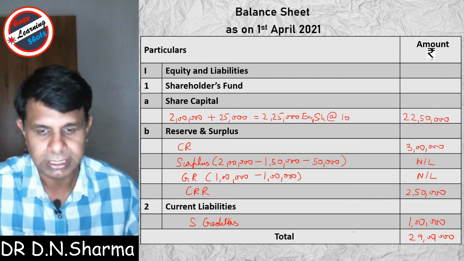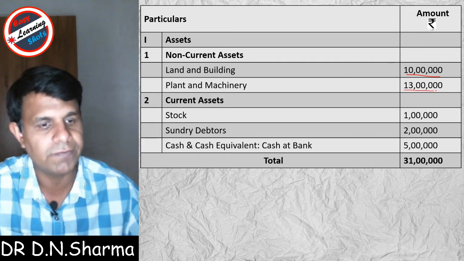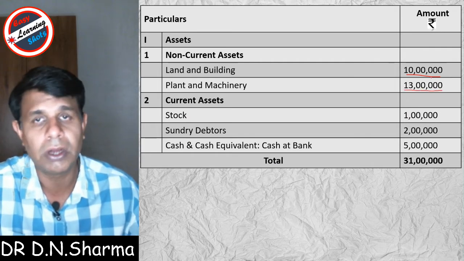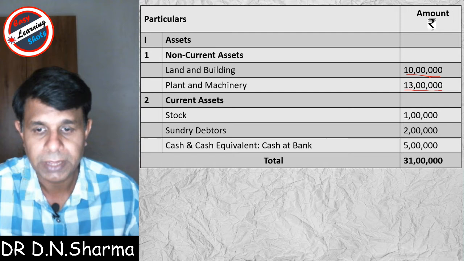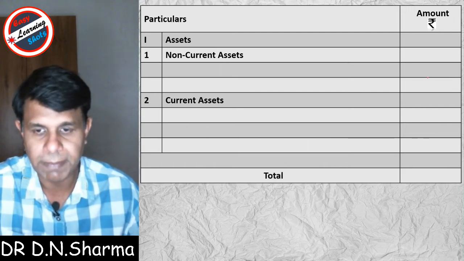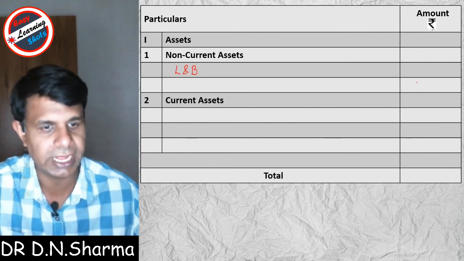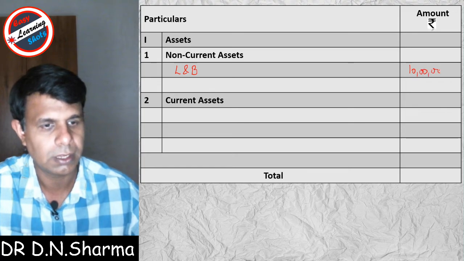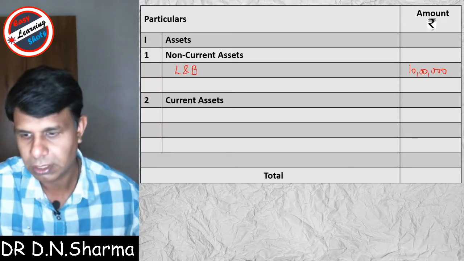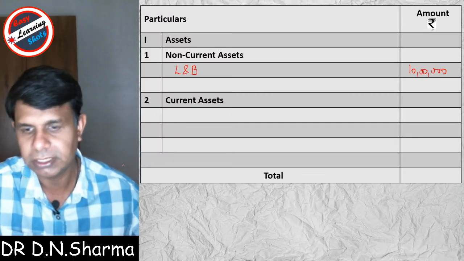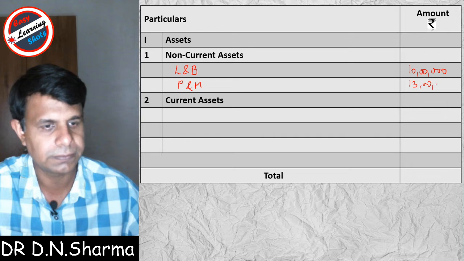Now we deal with the asset side. In assets we have land and building of 10 lakh rupees and plant and machinery of 13 lakh rupees. No adjustment is given, or no adjustment we do in the general entries regarding non-current assets. So we write these amounts again in our balance sheet. So under land and building we have a balance of 10 lakh rupees, and under plant and machinery we have a balance of 13 lakh. So we write plant and machinery balance of 13 lakh.